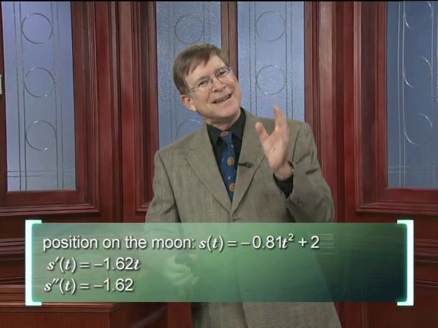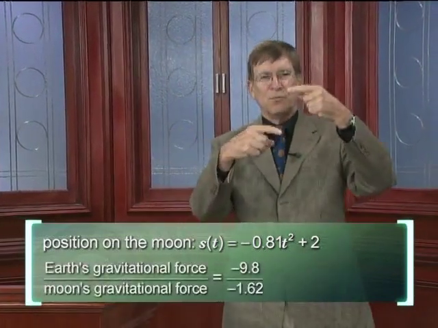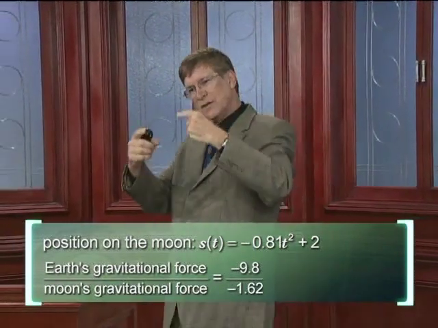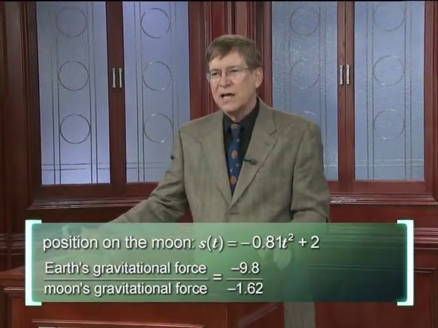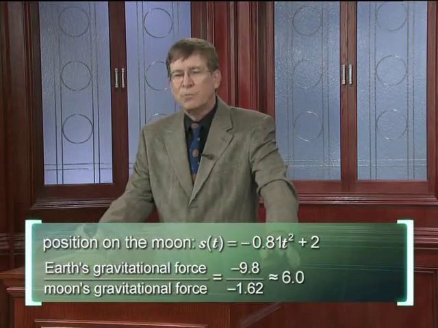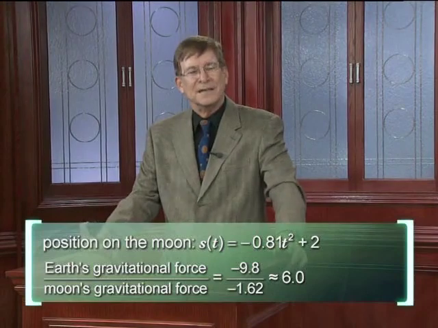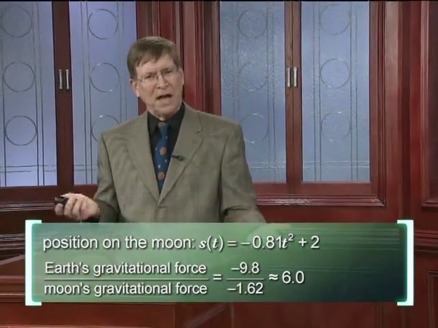Earth it's minus 9.8 meters per second squared, we can form the ratio of those two numbers, Earth's gravitational force divided by the moon's gravitational force, and we get minus 9.8 over minus 1.62, which is approximately 6. So the Earth's force is approximately 6 times stronger than the moon's. Kind of interesting. Well, the moon's smaller.